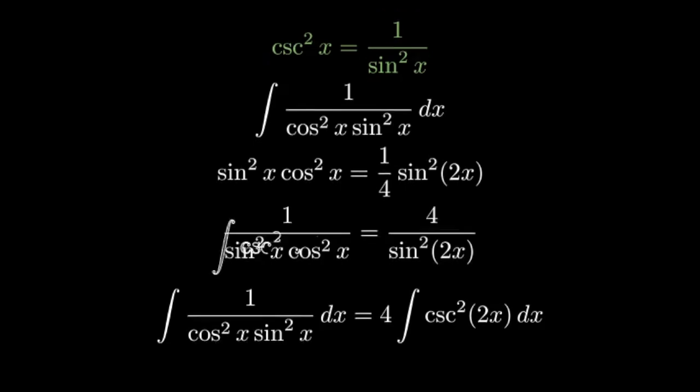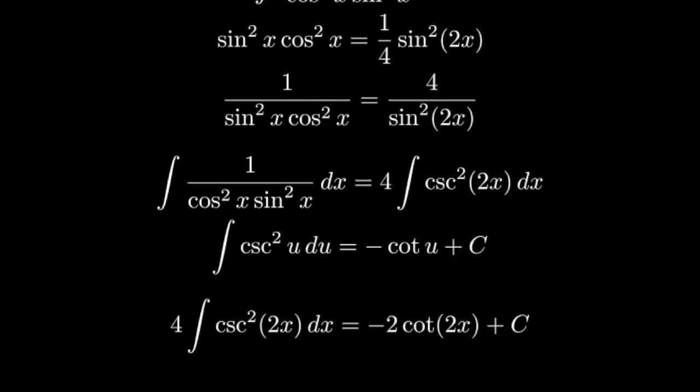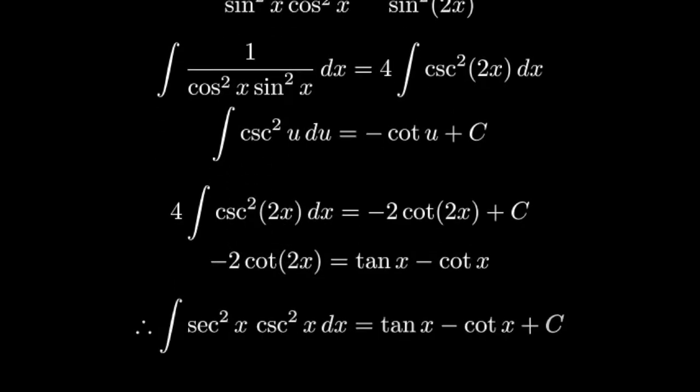We know that the integral of cosec² u is negative cotangent u. So 4 times the integral of cosec² of 2x is negative 2 times cotangent of 2x. Now for the final step, negative cotangent of 2x can be rewritten as tangent x minus cotangent x.